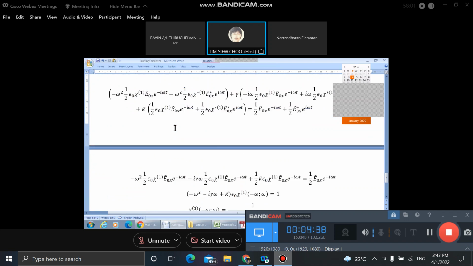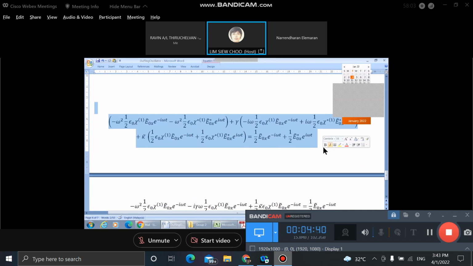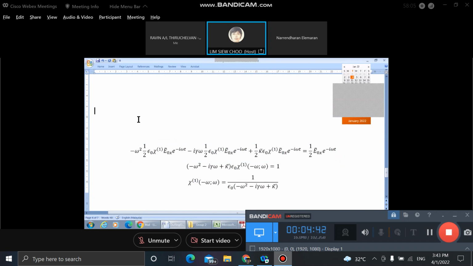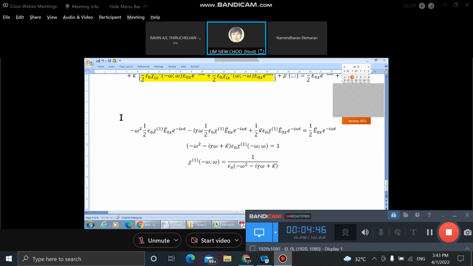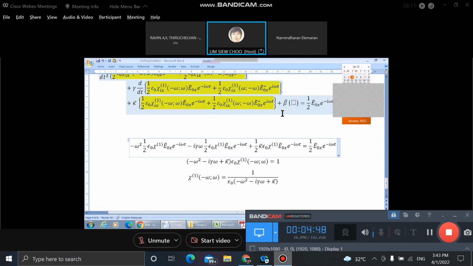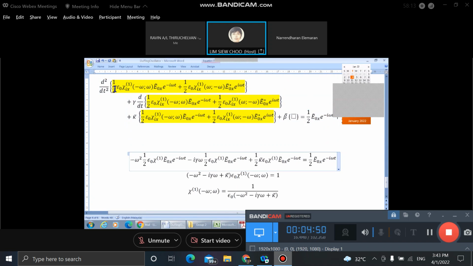So we can delete this. Okay, so for the first term, this is what I showed to you last week. After I take the time derivative of this, I ignore the conjugate, so I have minus omega squared. For the second term, I take the first order time derivative of this, and I have minus i omega multiplied with everything.